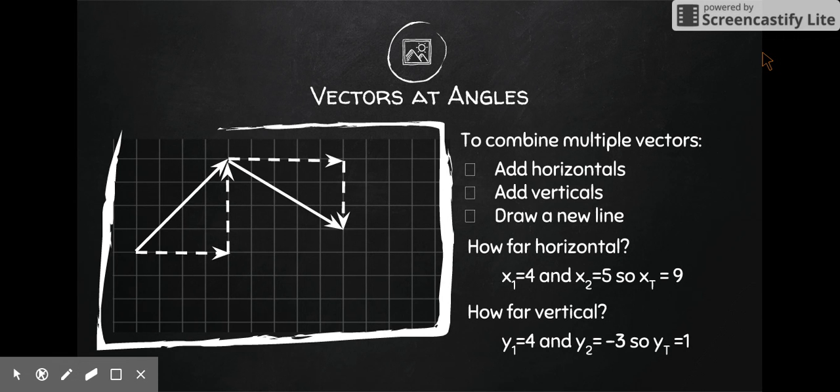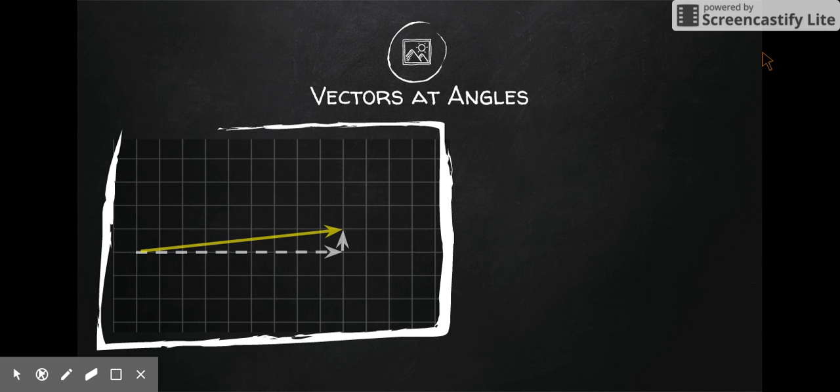I can use these to draw a resultant. My resultant will be a combination of those two. I'll go over 9 and up 1 and draw the line. If I were to separate that part out and take a look at just that piece, you can see I went over 9 and up 1.